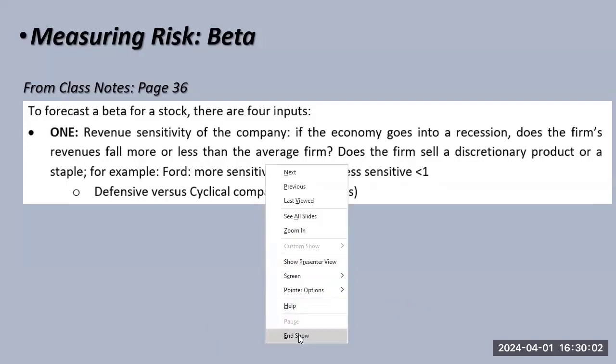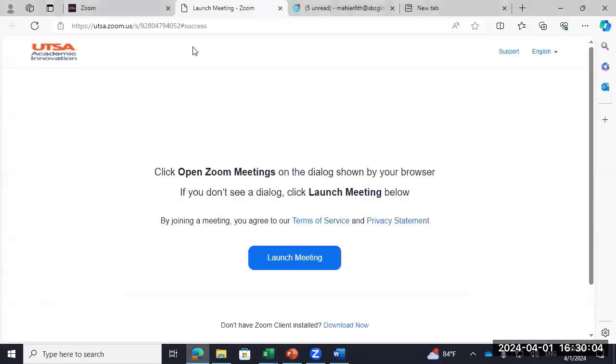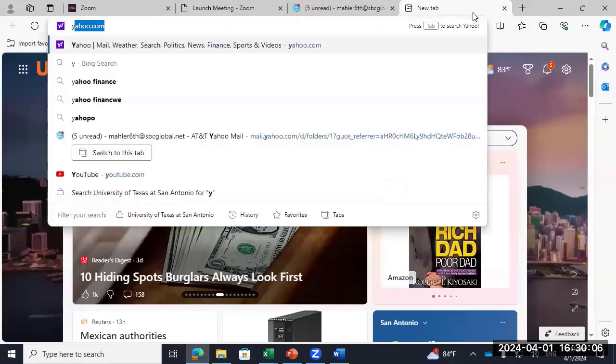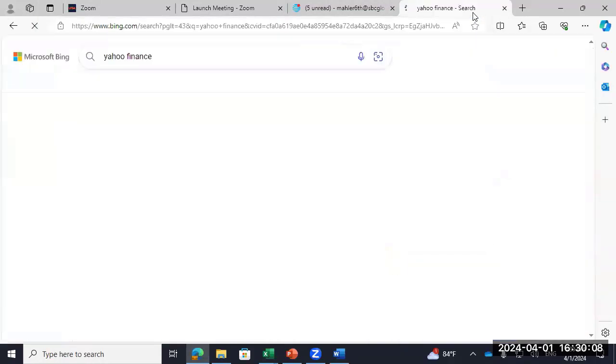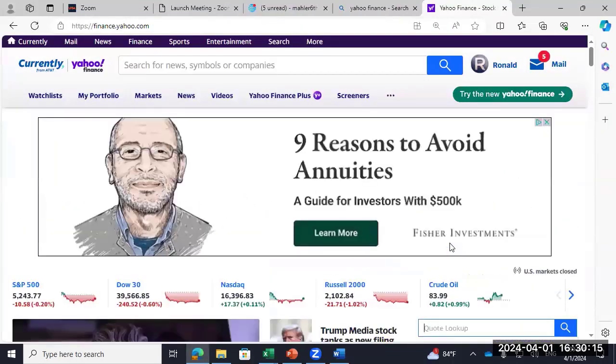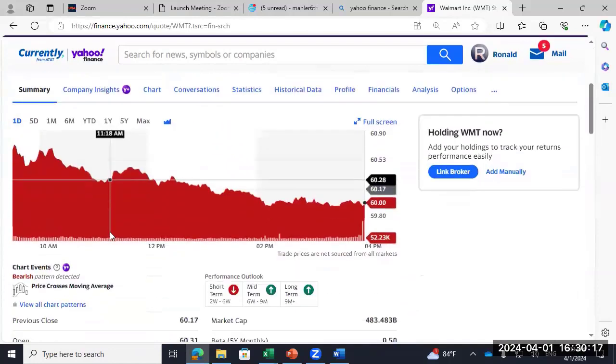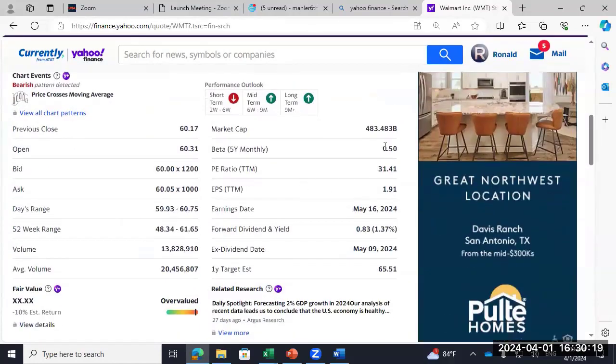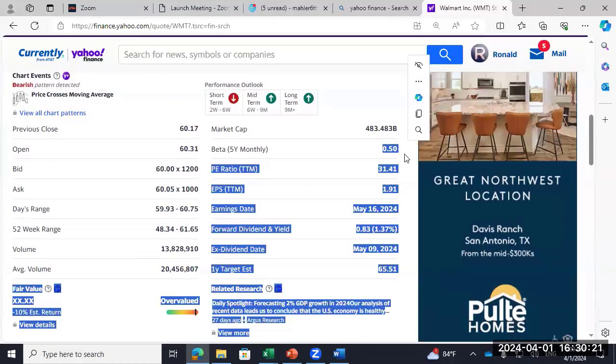So you can go into Yahoo Finance. If you want to do Walmart, you could go into Yahoo Finance and get Walmart's beta. There it is right there, 0.5. Does that sound like a reasonable beta for Walmart? Did you expect it to be below 1 or above 1? Below. It's definitely defensive. 0.5, that's certainly possible.